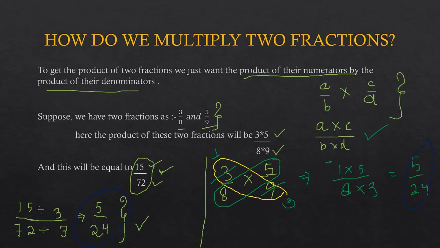The second method reduces our calculations, but there is not much difference between the two methods. In the first method we get the product of numerators and the product of denominators first, and then we reduce it. In the second method we first reduce it and then get the answer in one go. So both the methods are correct, and any method can be used to solve this type of question.